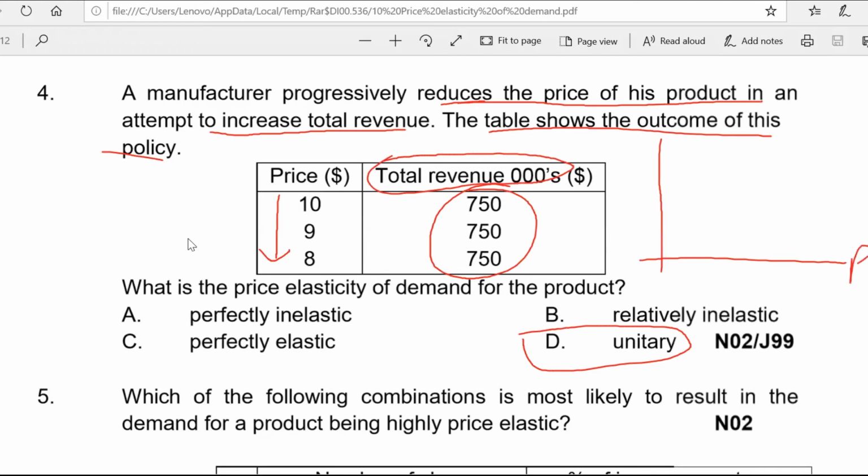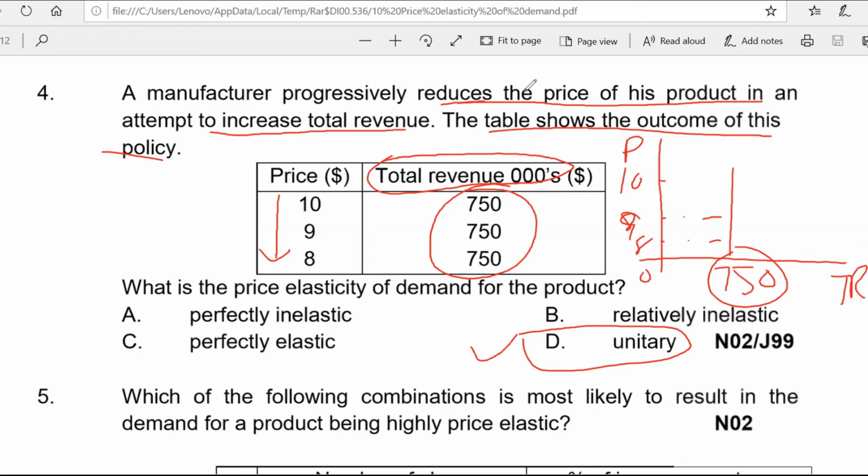So if we have price, let's say price on X, or we can have price on Y as well. It's up to you. If we have price on Y and total revenue on X-axis, then the graph will look like this. Total revenue is 750, and even if price is 10, or price is 9, or price is 8, at each level of price, total revenue is exactly the same. And in case of unitary elastic demand, whenever there is a change in price and it leads to no change in total revenue or total expenditure, it is known as unitary elastic demand.